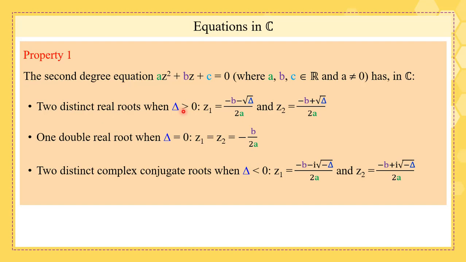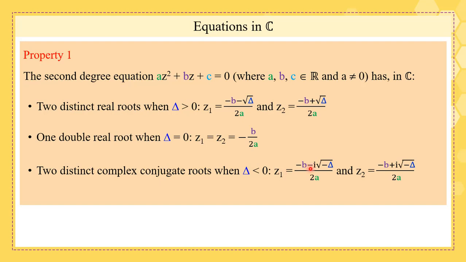In case delta is positive, we're going to have two distinct real roots, which are z1 is minus b minus radical delta over 2a, and z2 is minus b plus radical delta over 2a. And in case delta is 0, we're going to have one double real root, which is z1 equals z2 equals minus b over 2a. And the only difference happens here, in case delta is negative, in R we used to say that we have no real roots, whereas here in complex numbers we do have roots, and in fact we're going to have two complex roots which are conjugate to each other.